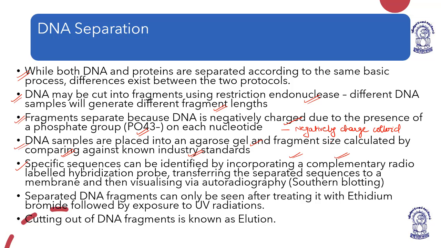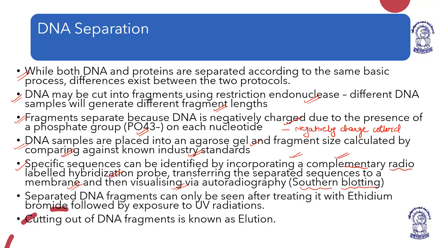So specific sequences can be identified by incorporating a complementary radio-labeled hybridization probe, transferring the separated sequences into a membrane, and then visualizing by autoradiography. This technique is known as Southern blotting.